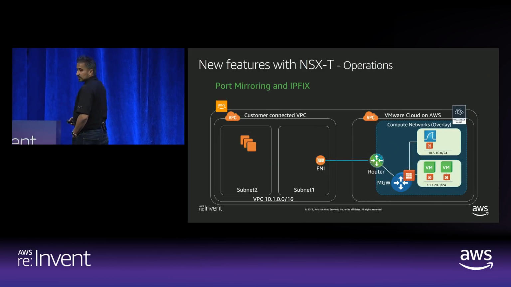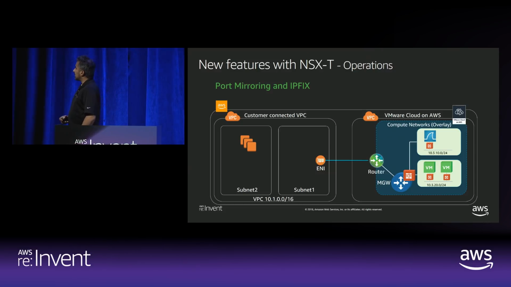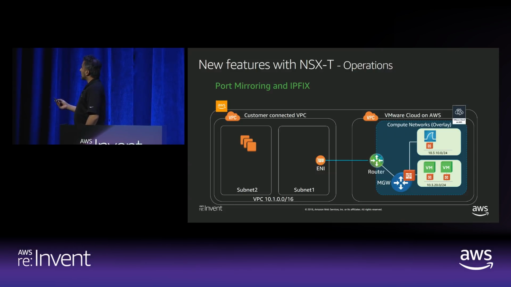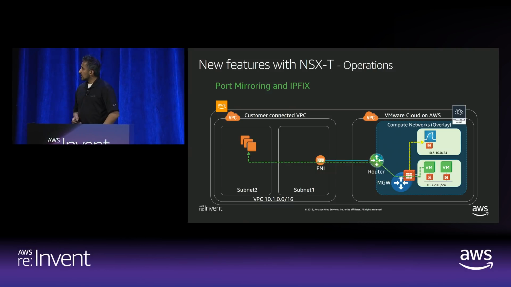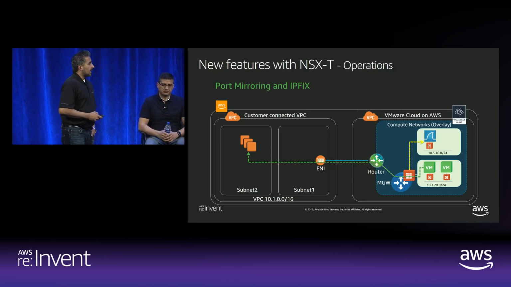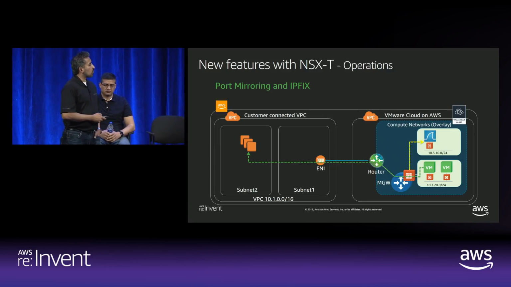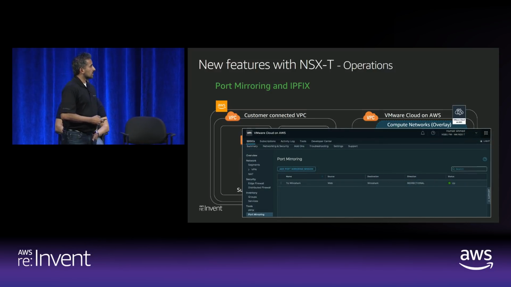Okay, moving ahead quickly to operations. We now support port mirroring and IPFix. So I can actually set up port mirroring in VMware Cloud on AWS. Pretty cool stuff. So in this example, I have a workload here in VMware Cloud on AWS, which is talking to an EC2 instance, okay? And what I'm doing is I've enabled port mirroring so that traffic bidirectionally is being sent to Wireshark, okay?